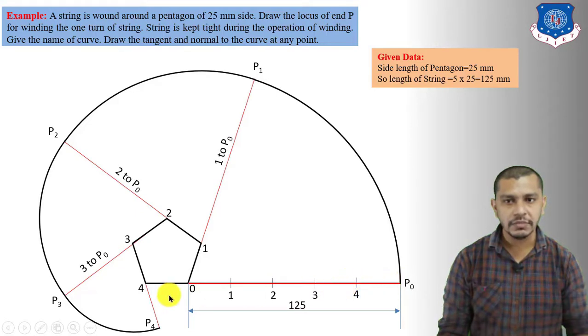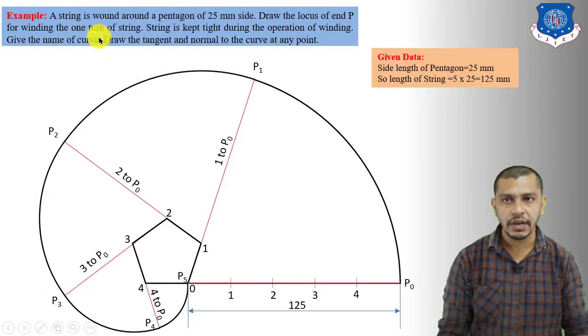So now the next step is to measure 4 P4 or 4 P0 on the rounder, take center at 4 and give an arc. You will get the arc intersected over here exactly. This will be our P5 point. So this will be the involute of a pentagon for one complete turn.